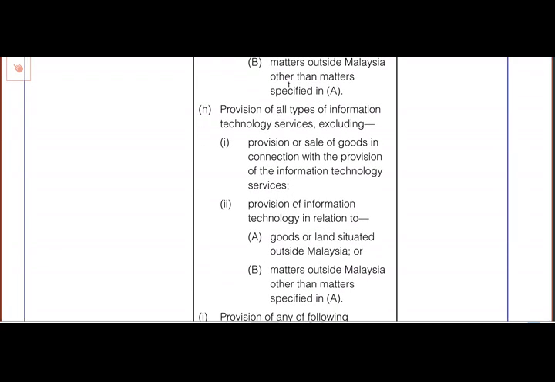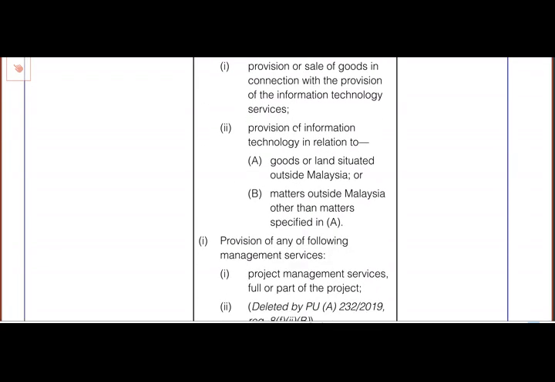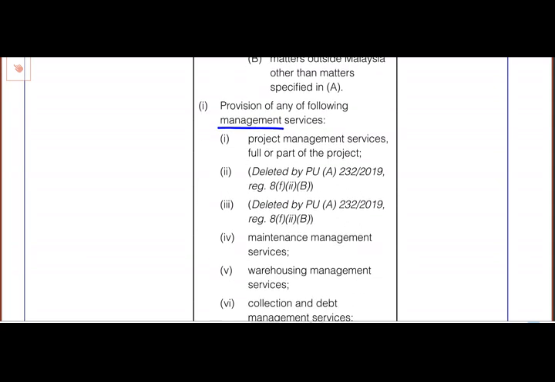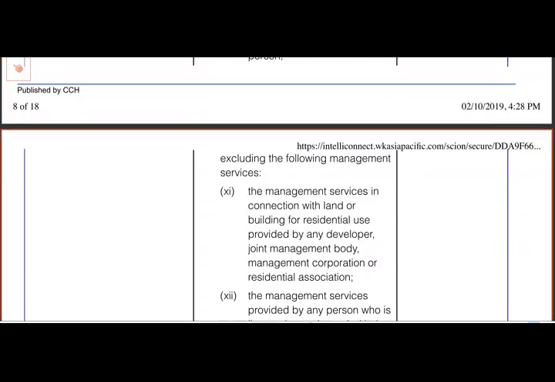and it goes on and says IT services, management services. Now, there's a long list of management services if you see, like project management, maintenance, warehouse management, and stuff like that. So the list is actually very long. Now, but I want to focus you on the exclusion.